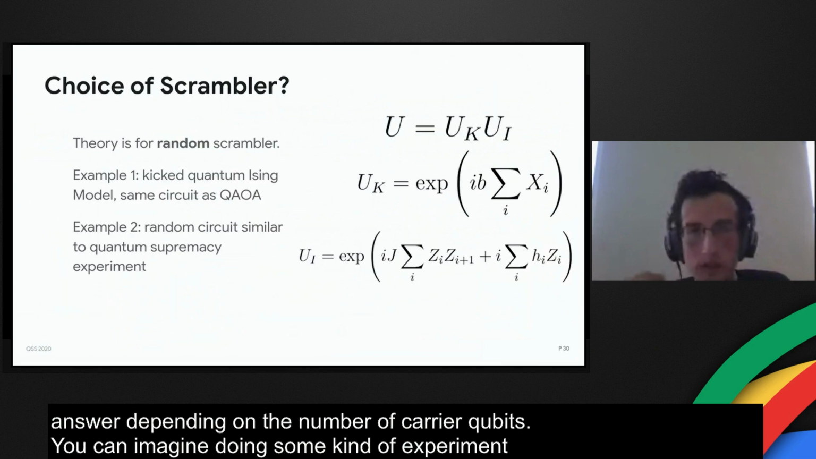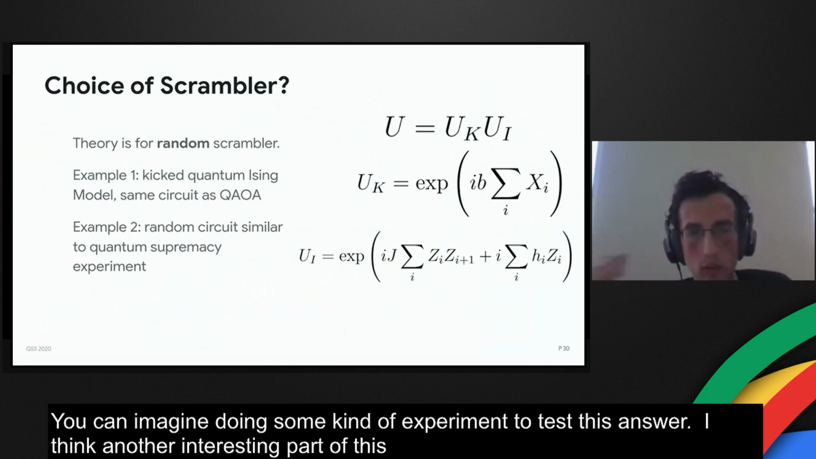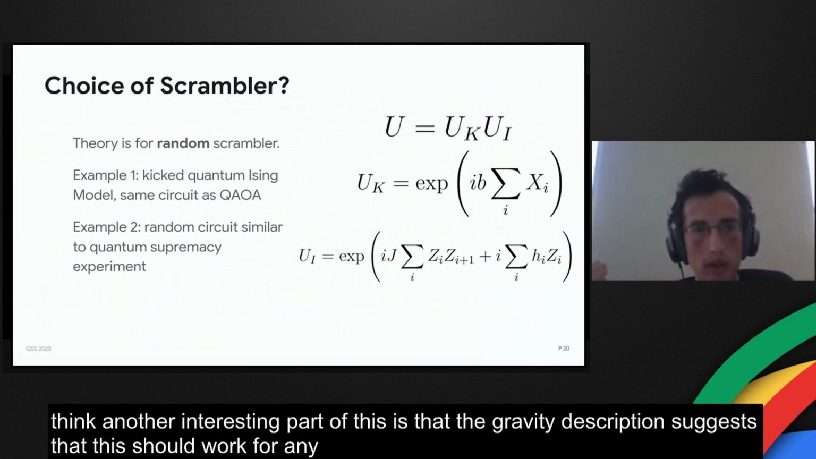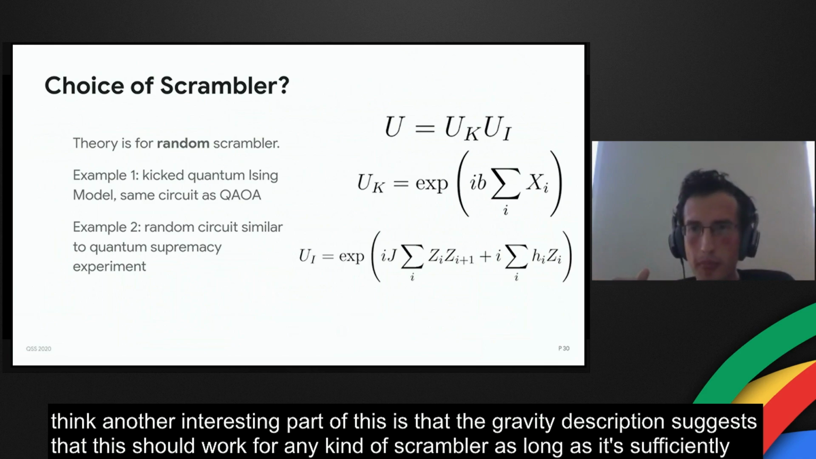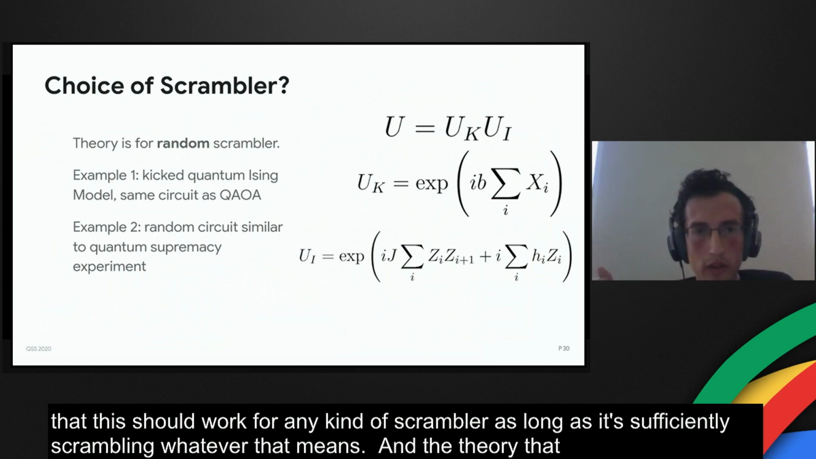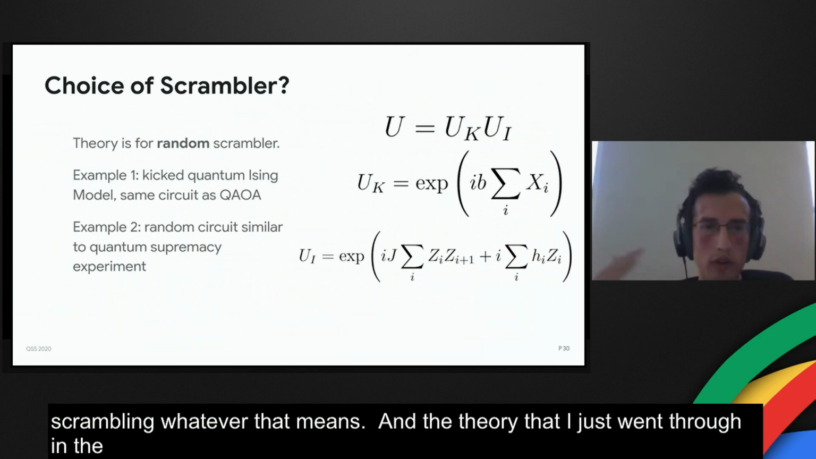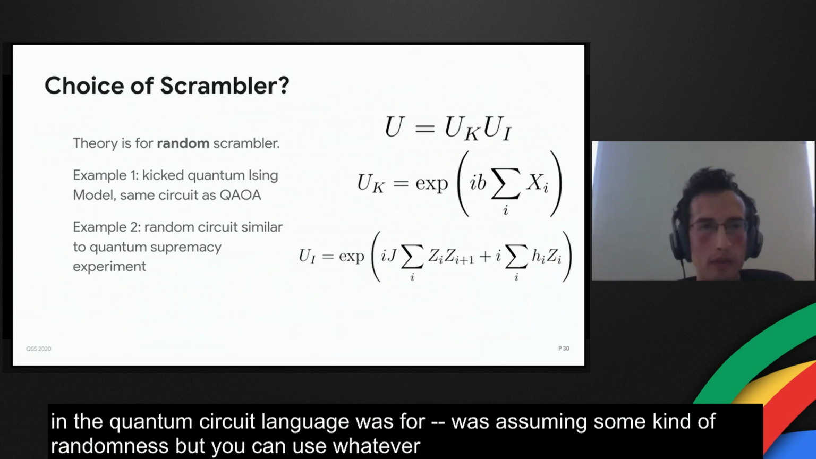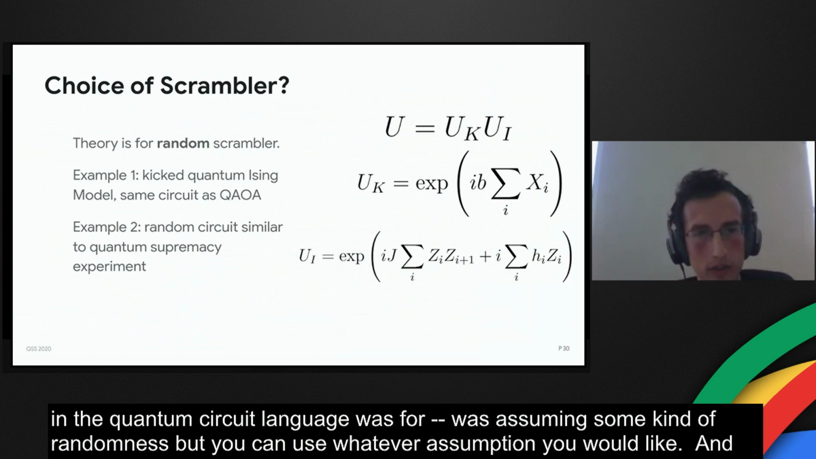I think another interesting part of this is that the gravity description suggests that this should work for any kind of scrambler, as long as it's sufficiently scrambling, whatever that means. And the theory that I just went through in the quantum circuit language was assuming some kind of Haar randomness. But we can use whatever assumption you would like. And what kinds of things could you do? There are many kinds of things you could do.